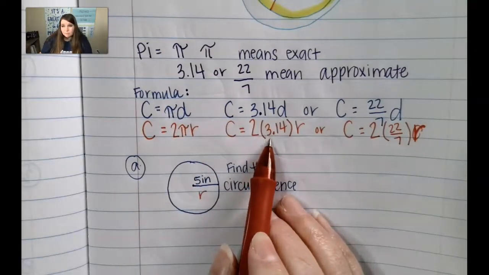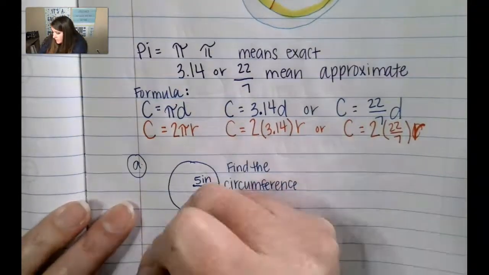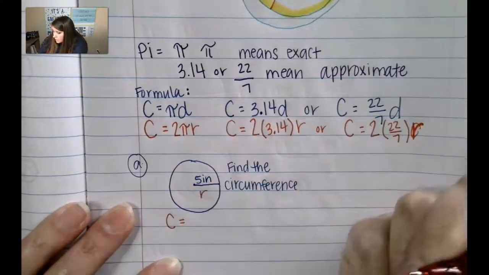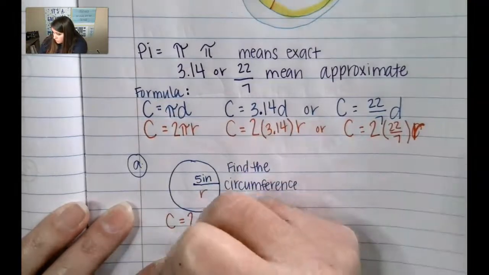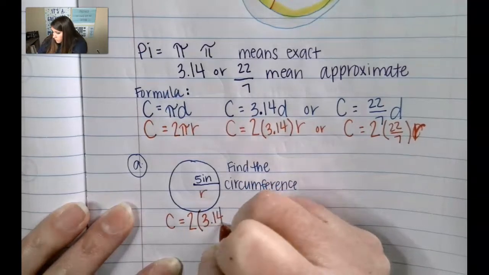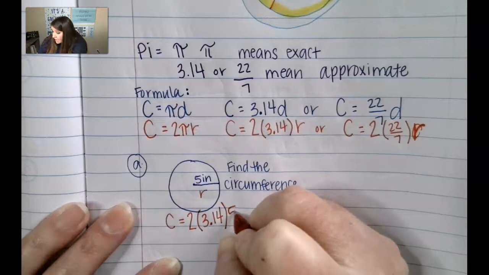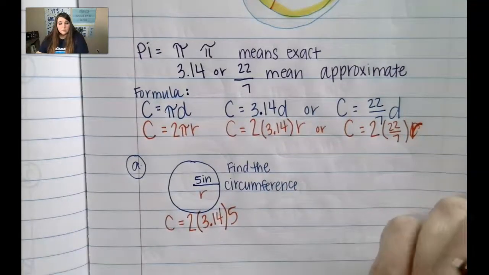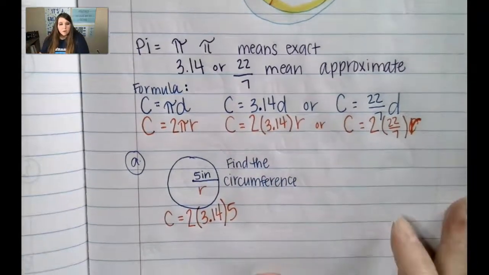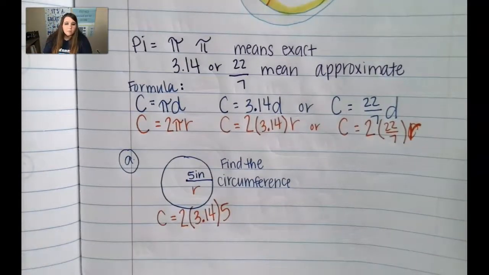Okay, so we're going to find the circumference using the radius ones, and I'm just going to go for 3.14 because it's a decimal. Okay, so I'm going to say that circumference equals 2 times 3.14 times 5. Okay, so we're just going to multiply all of these things straight across in order to get our answer.